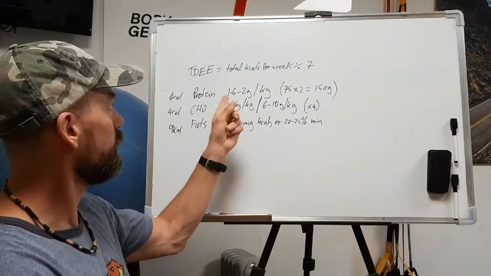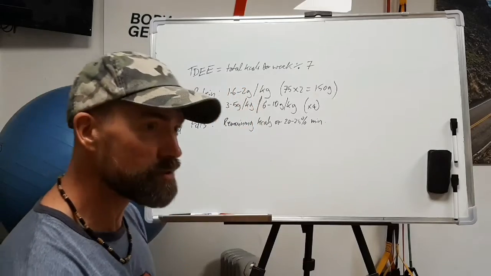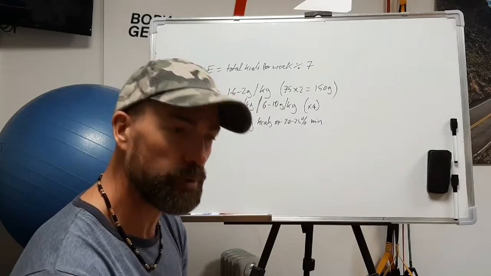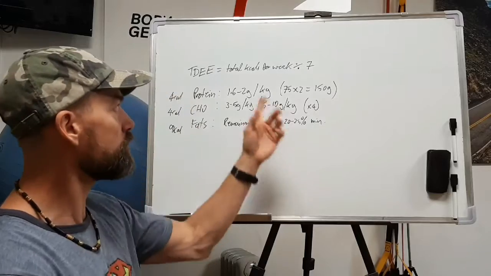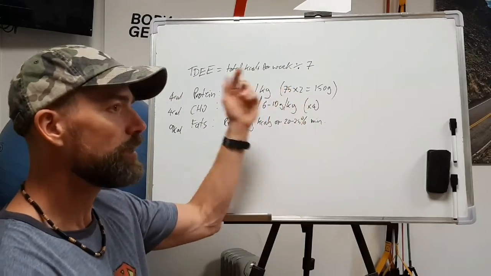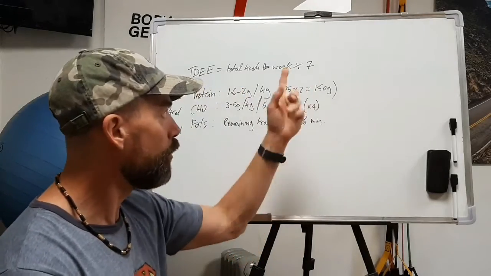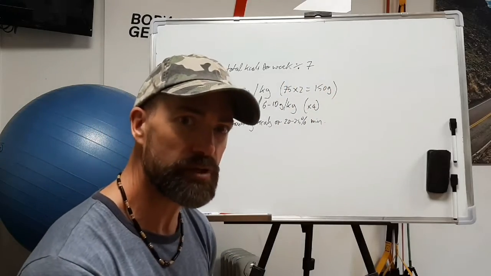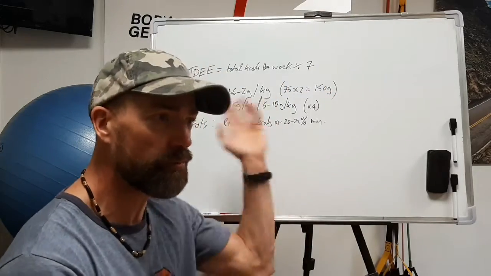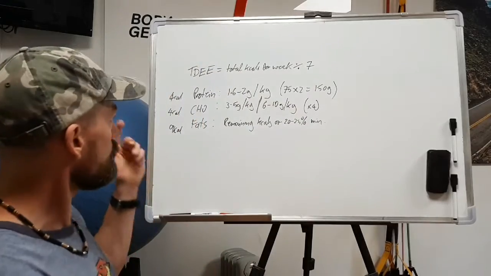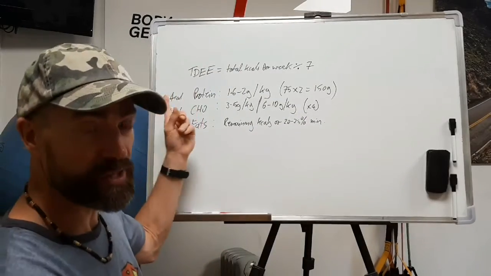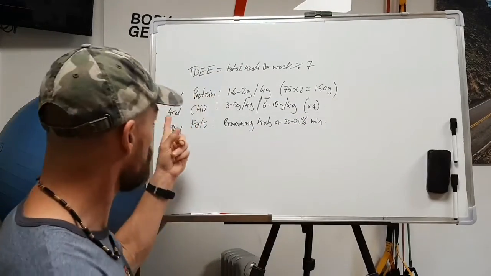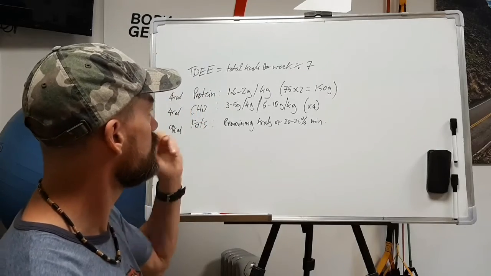So protein, you want to be eating 1.6 to 2 grams of protein per kilogram of body weight. So for example, a 75 kilo athlete eating 2 grams per kilo would be looking at 150 grams of protein per day, and that's split out over your 3 or 4 meals a day. Remember, protein is 4 calories per gram, same as carbohydrates, 4 calories per gram.